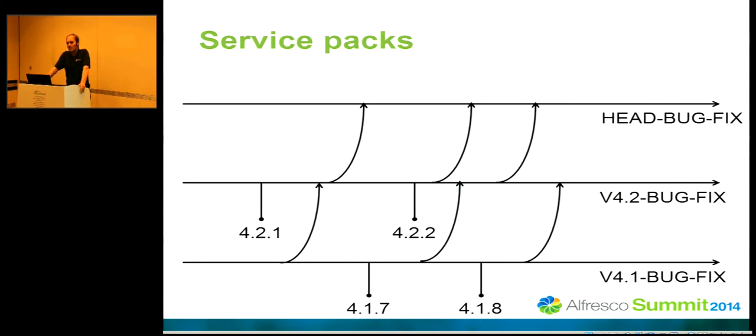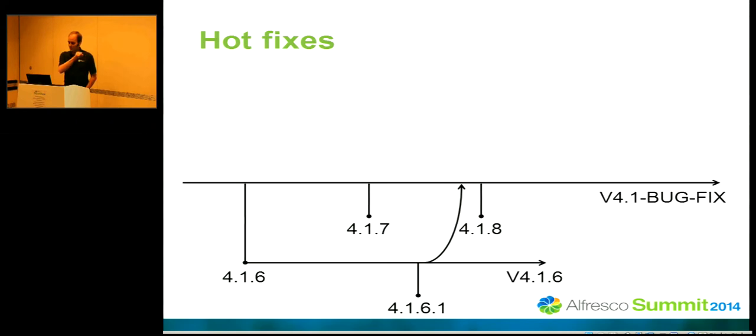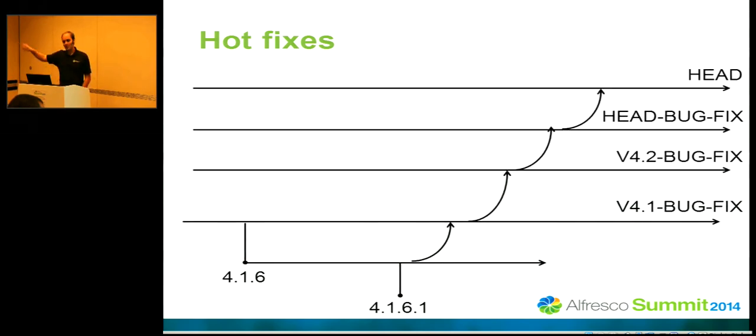Of course, it's a little bit more complicated again, because we also have hot fixes. So what's a hot fix? We have this customer who is running 4.1.6, Alfresco 4.1.6 in production. He doesn't want to upgrade. He doesn't want to break everything, but he wants just that fix. So we take that 4.1.6 tag, we copy it into a branch, and we fix just that bug, and we provide a 4.1.6.1, and then we merge that onto the 4.1 bug fix. So you see that it skips the 4.1.7, and it will be integrated in the 4.1.8 service pack. And then this will get merged all the way up to Head after a few weeks. And you will see that in the next cloud release.